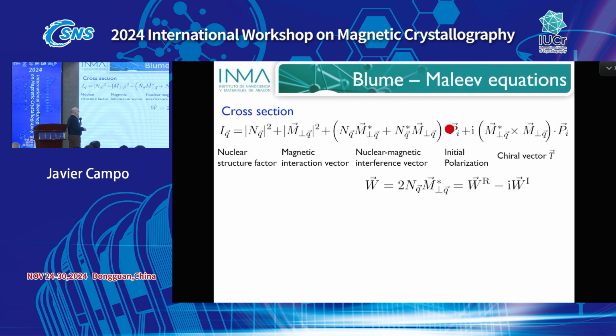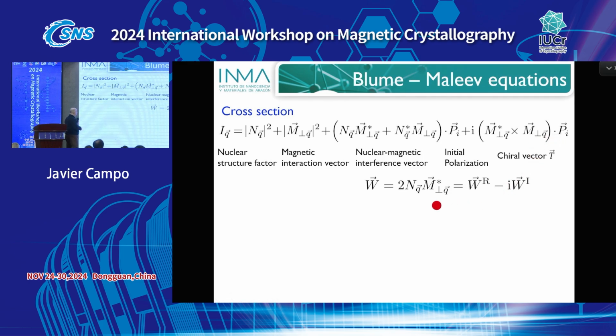Yesterday, we were not considering polarization, so this did not appear. And we have here something that is very interesting. This is a chiral vector. The chiral vector is due to the non-collinearity of the magnetic structure. This non-collinearity will produce the chiral vector. The chiral vector also appears multiplied by the polarization of the initial beam.